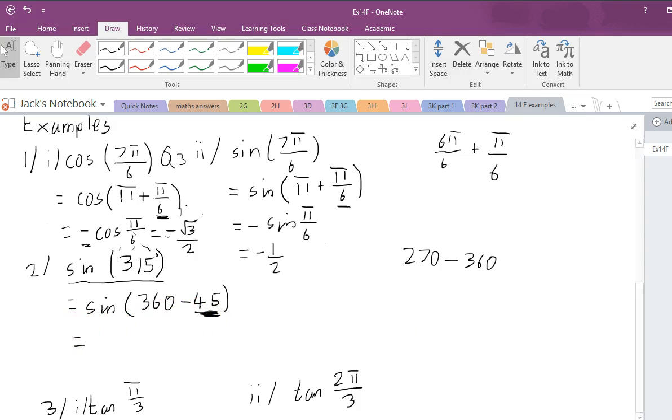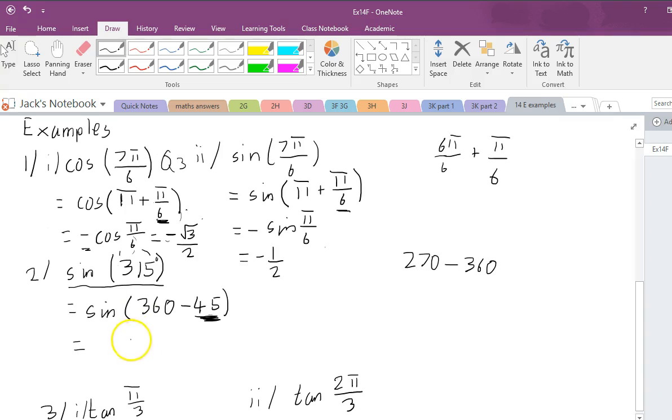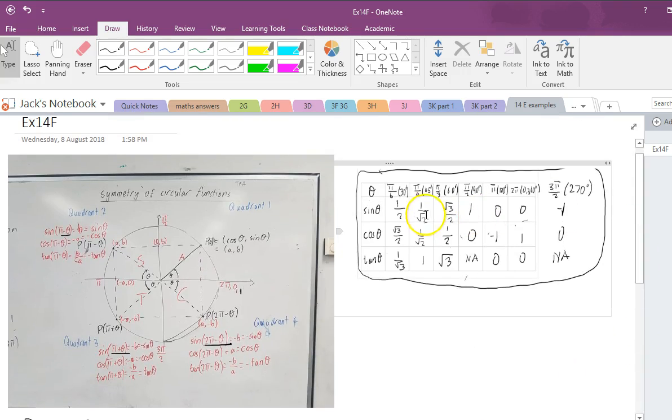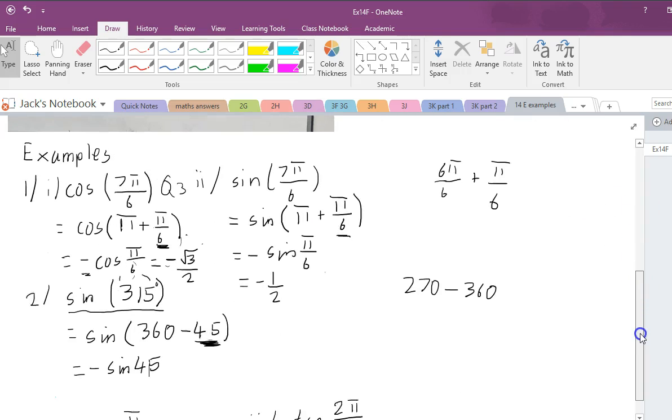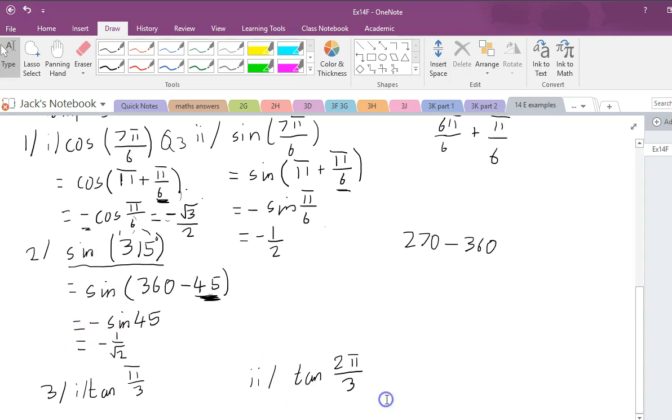So sine of 360 minus 45, in the fourth quadrant, sine is negative, okay? So that's the same as negative sine 45. And then hopefully you guys will be able to identify negative sine 45, so sine of 45 degrees is 1 on root 2. So that's equal to negative 1 on root 2, because sine is negative in the fourth quadrant.